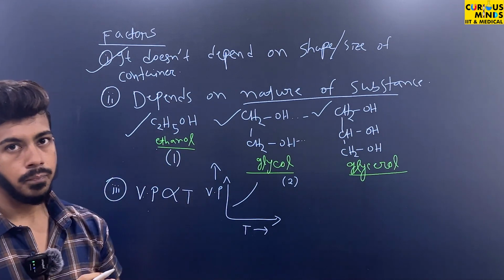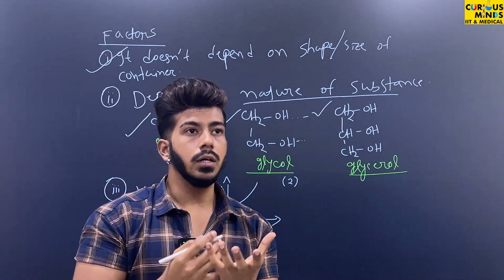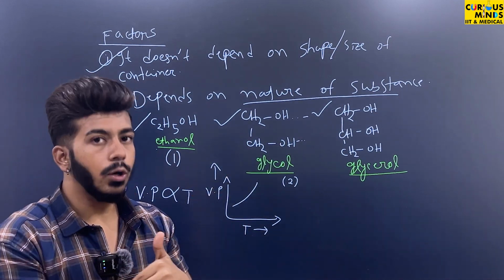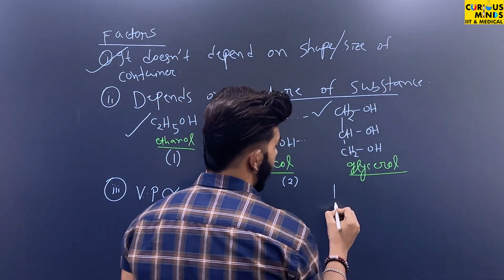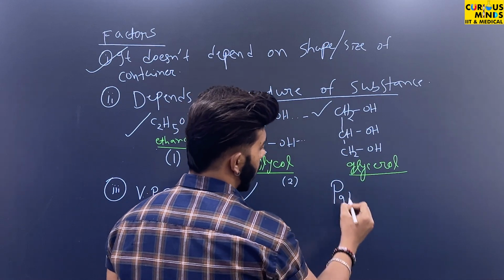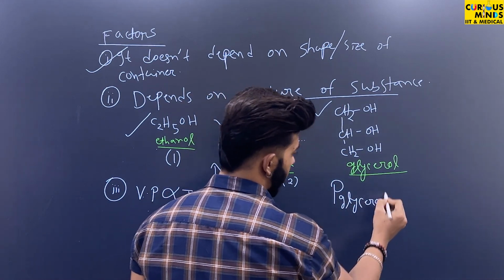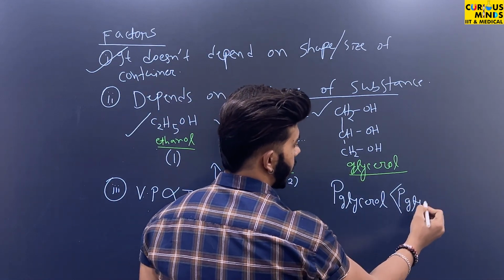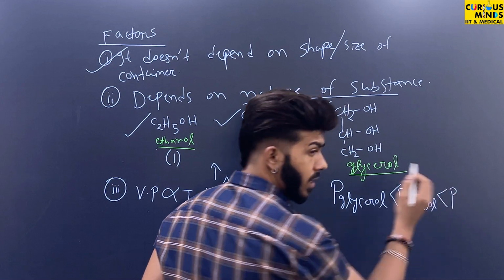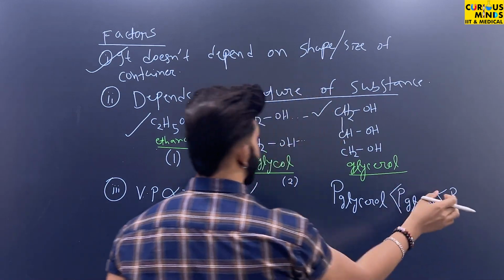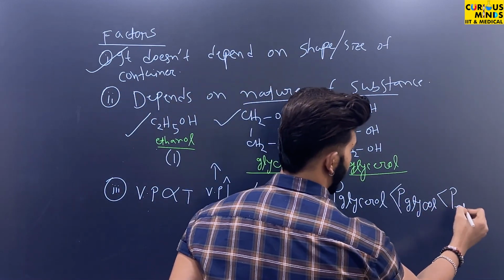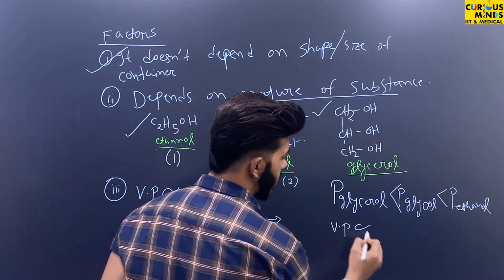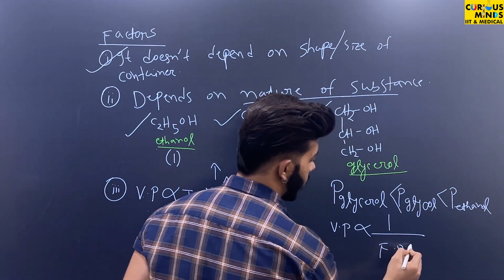Then if I ask what is the vapor pressure of these 3 substances in increasing order, can you tell me that? Yes, so vapor pressure of glycerol will be least, then आएगा vapor pressure of glycol, and last आएगा, मतलब सबसे ज्यादा आएगा vapor pressure of ethanol. Now why? Because vapor pressure is inversely proportional to the force of attraction.